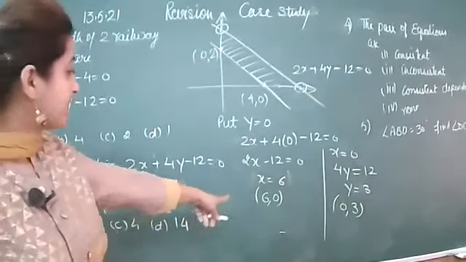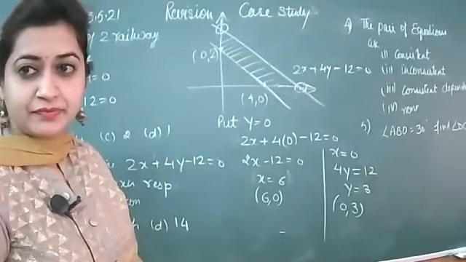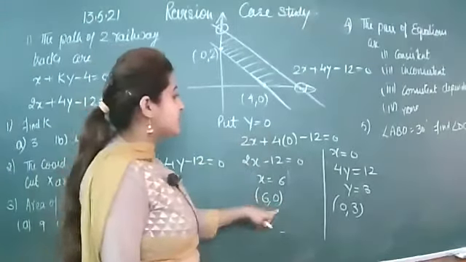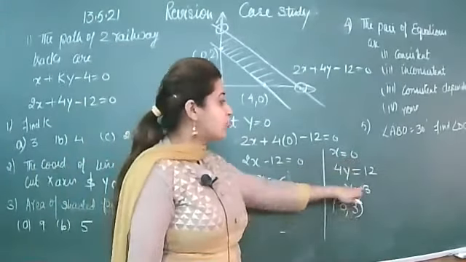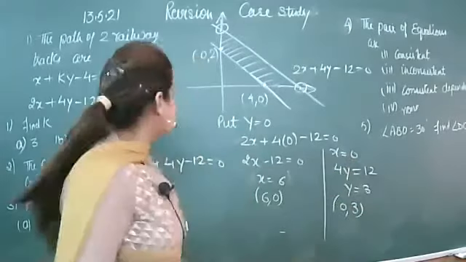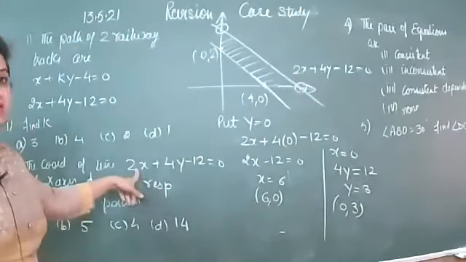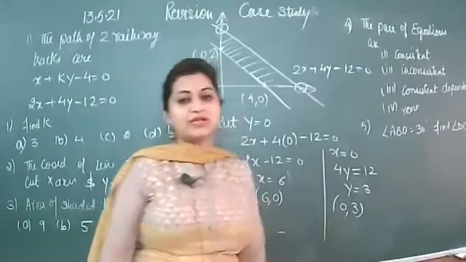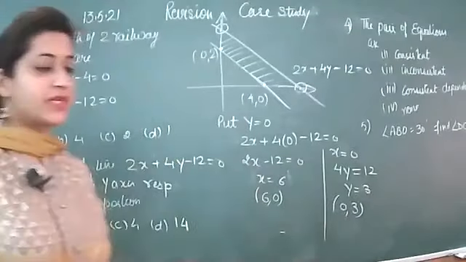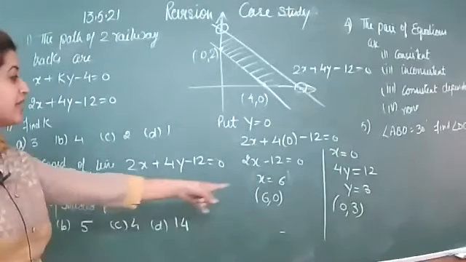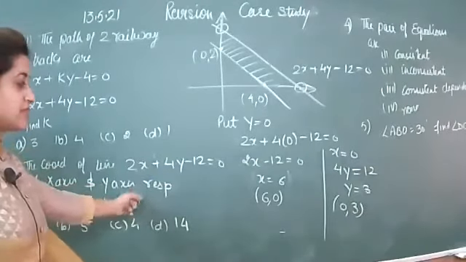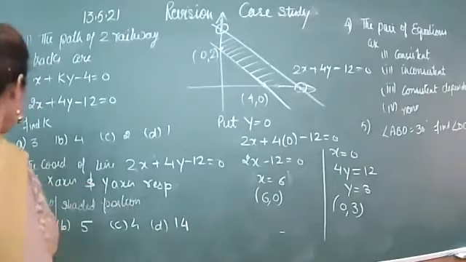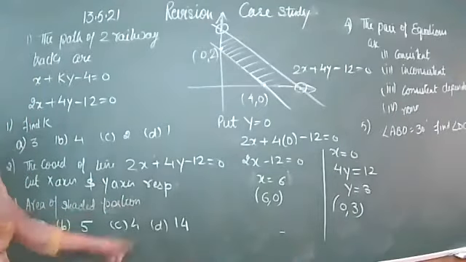So here x is 6 and y is 0, and in this x is 0, y is 3. So this second line meets the x axis and y axis at 6, 0 and 0, 3. So you will check this option in the MCQs and you will pick that option. Now find the area of the shaded portion.